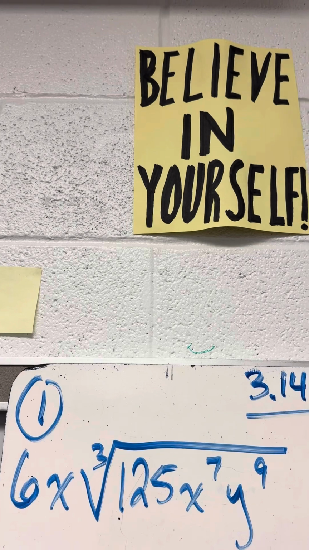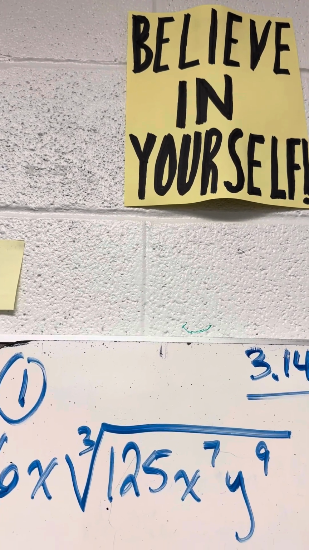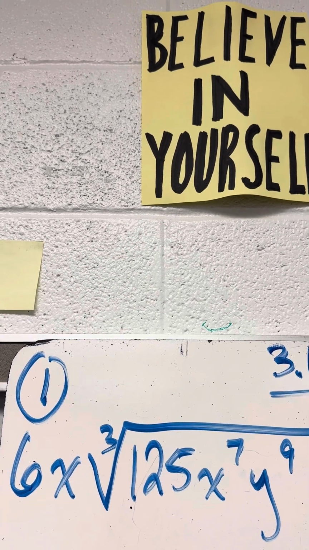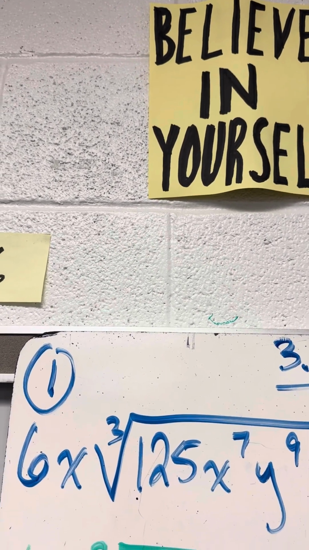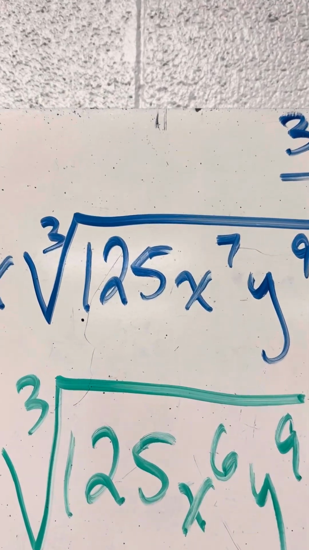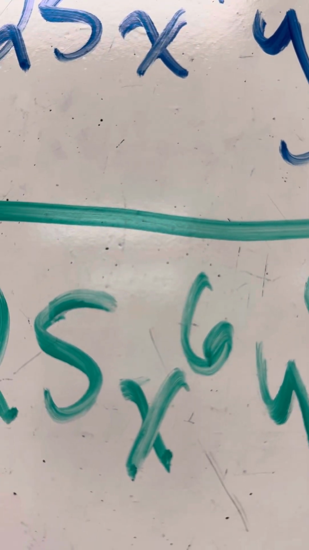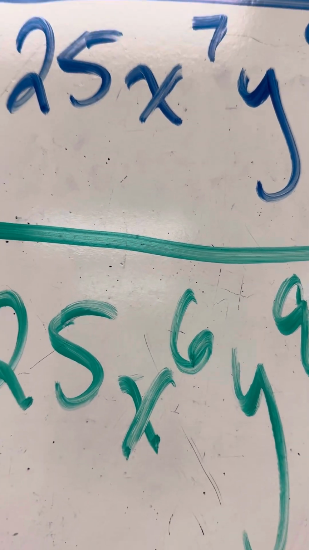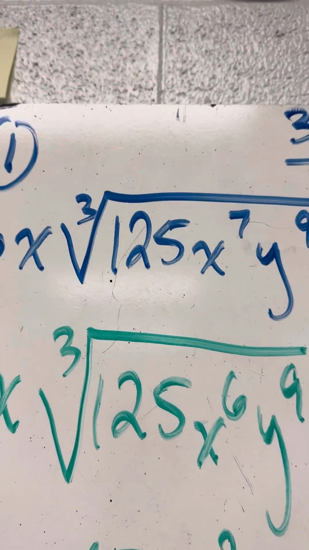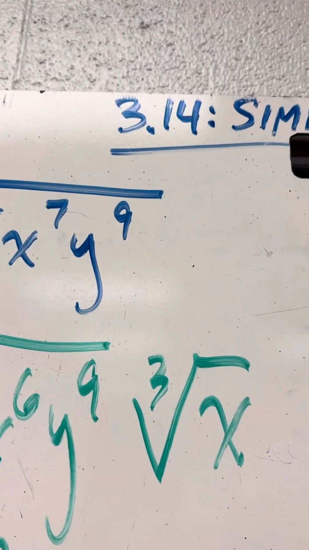6x times the cube root of 125 x to the 7th y to the 9th. Well, 125 is a perfect cube, so we're going to take out 125. We're going to take out from x to the 7th, we're going to take out x to the 6th, because x to the 6th is a perfect cube. Y to the 9th is also a perfect cube. So what's left after we take out all those items is just an x, right?